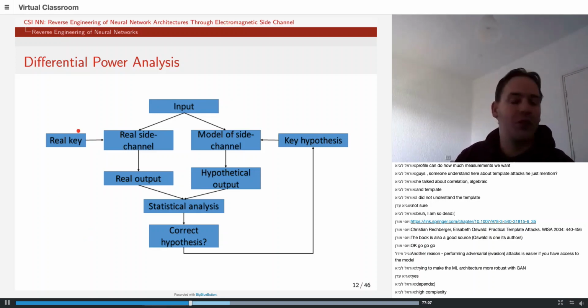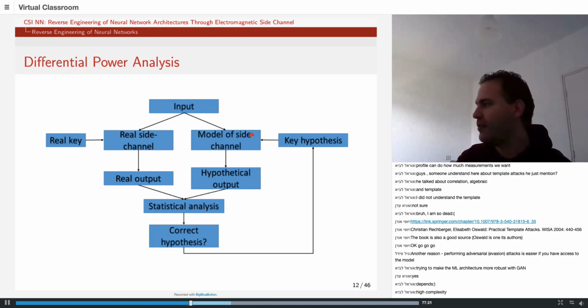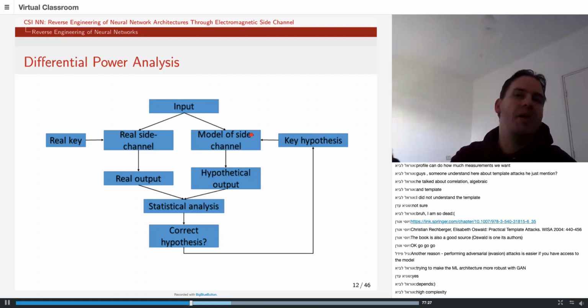and that has the real key, the secret key. And on the other hand, you have your model. You already learned about a couple of different models, for instance, the Hamming weight model. You would say my device leaks in the Hamming weight. If my device leaks in the Hamming weight, and if maybe the correct key is this one, I would get this output.